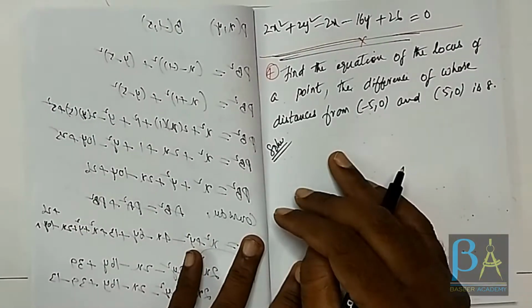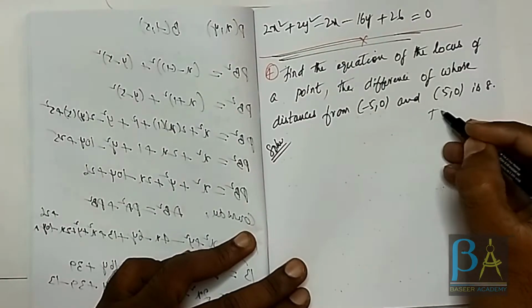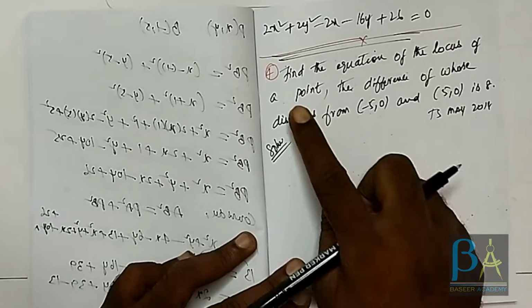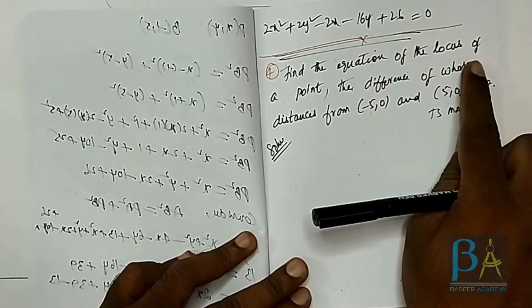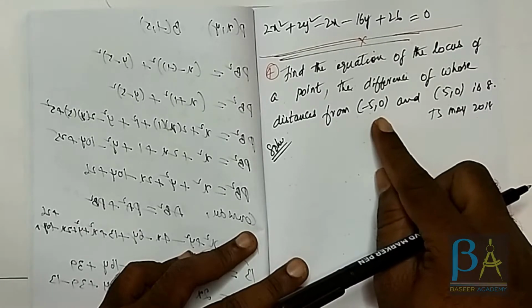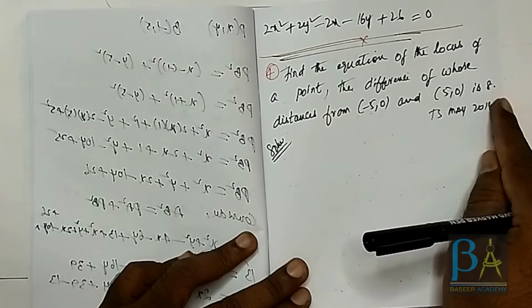Okay, so now we have this question from intermediate first year examination. This was asked in Telangana State May 2018 question paper. The question says, find the equation of the locus of a point P, the difference of whose distances from minus 5, 0 and 5, 0 is 8.